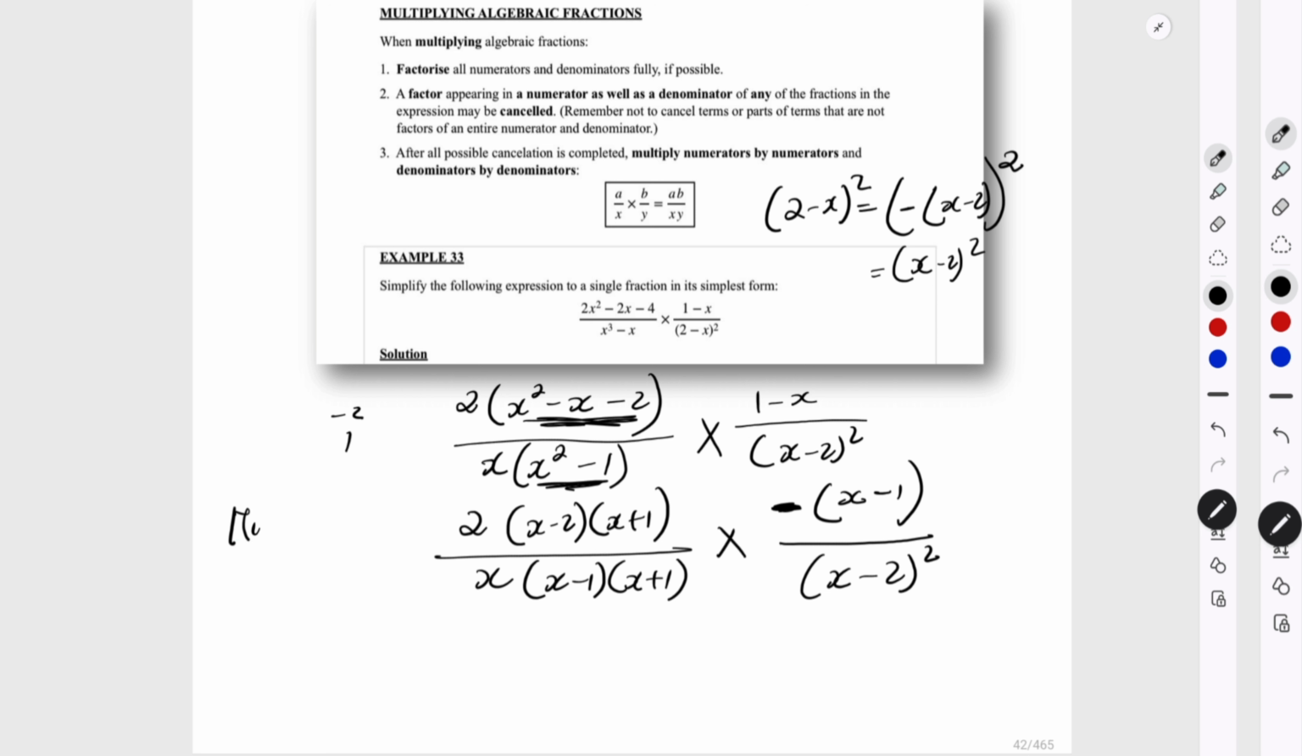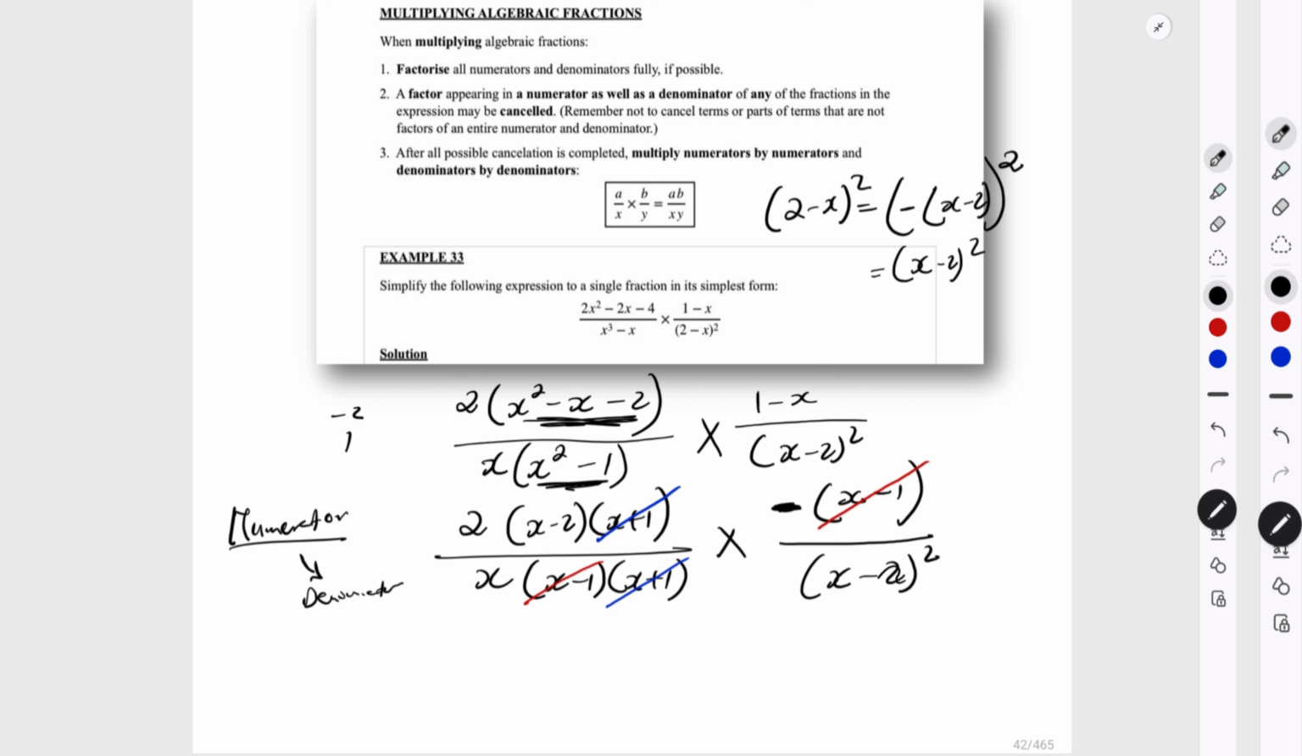You can cancel a numerator at the top, and then at the bottom it's a denominator. But I can't cancel if they are both numerators or both denominators. For example, this x minus 1 is a numerator, this one is a denominator. I can cancel that. Also, the x plus 1 is a numerator, this one is a denominator. I can cancel the two, right?